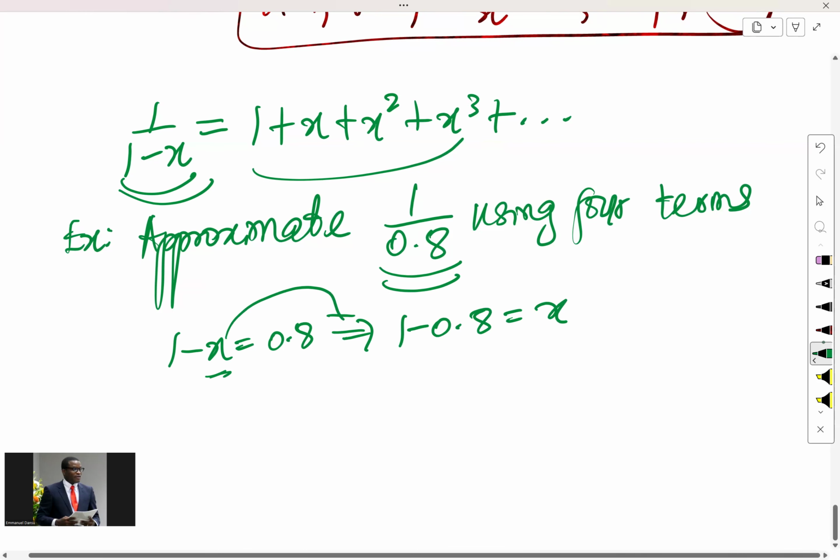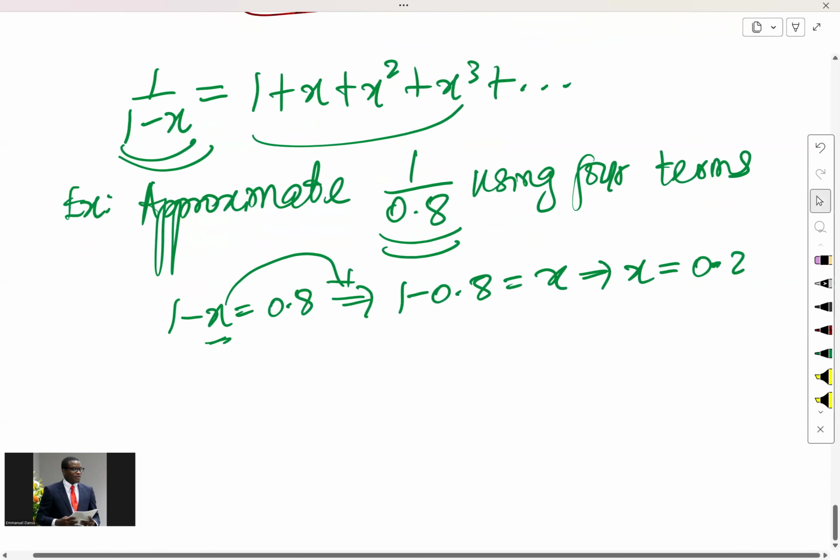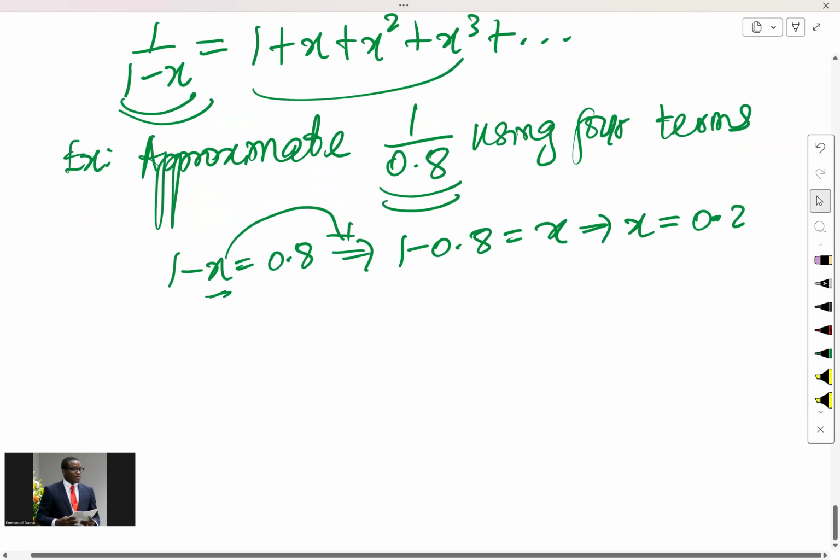That's if we transfer the x to the other side. So that means that x is equal to 1 minus 0.8. 1 minus 0.8 is 0.2. So it means your x is 0.2. So it means that we're actually trying to evaluate 1 over 1 minus 0.2. That means anywhere you see x, you put 0.2.